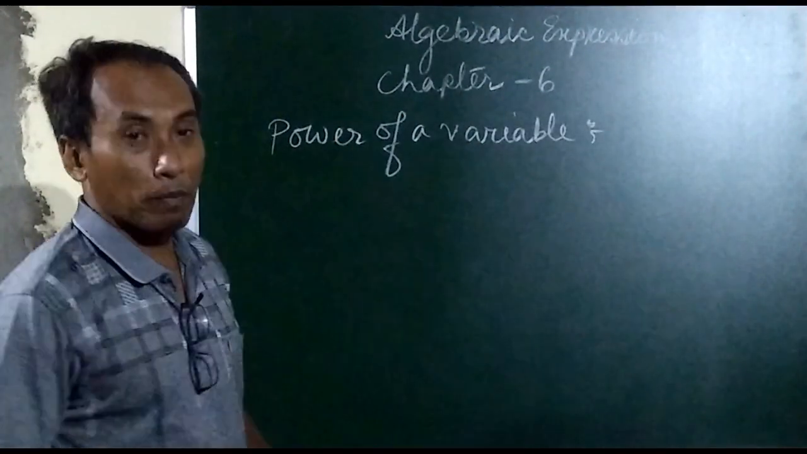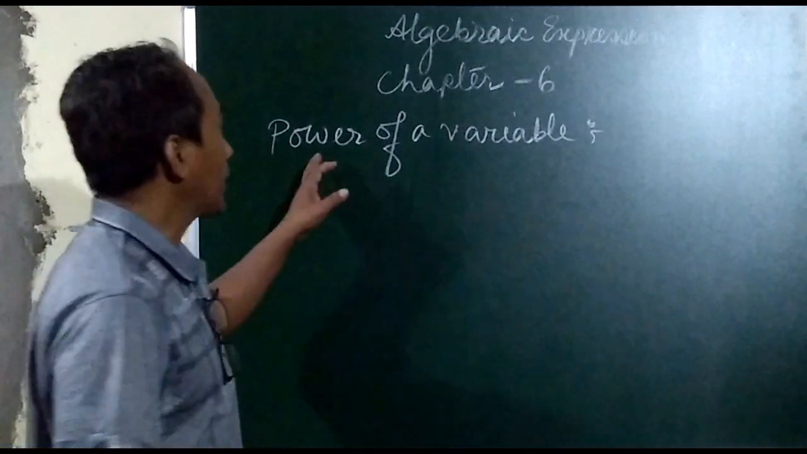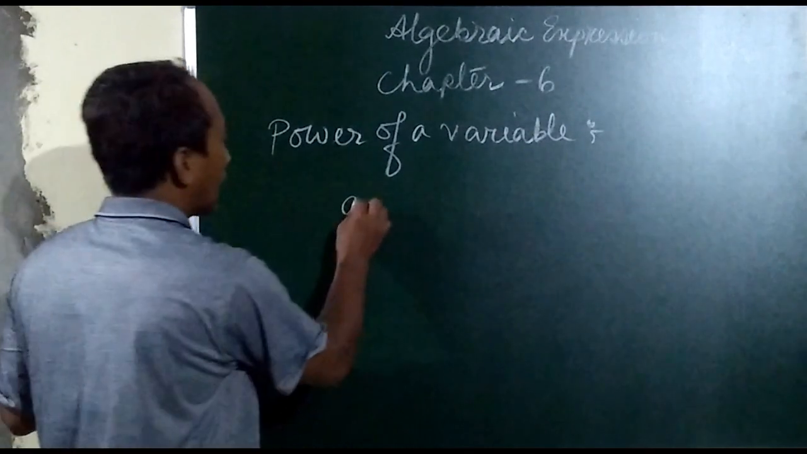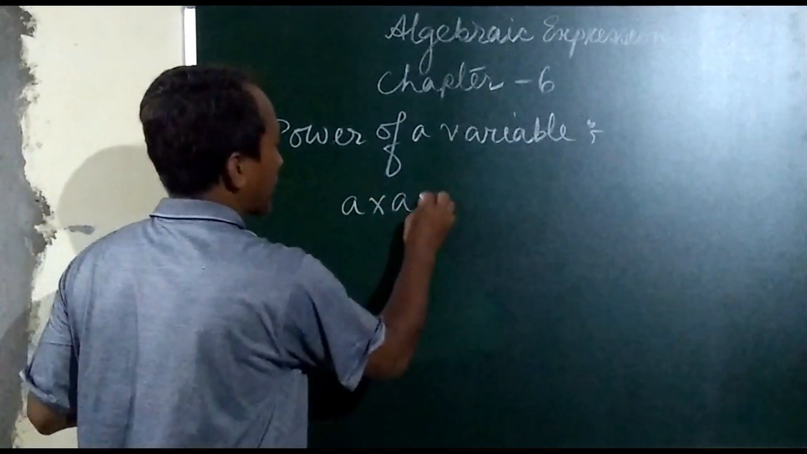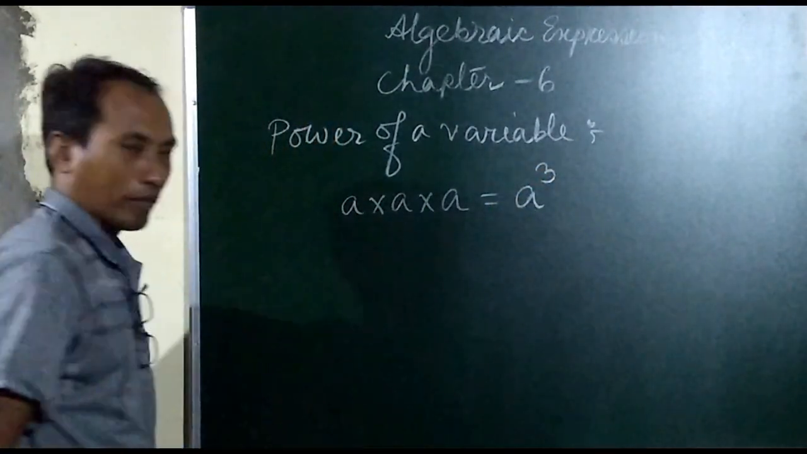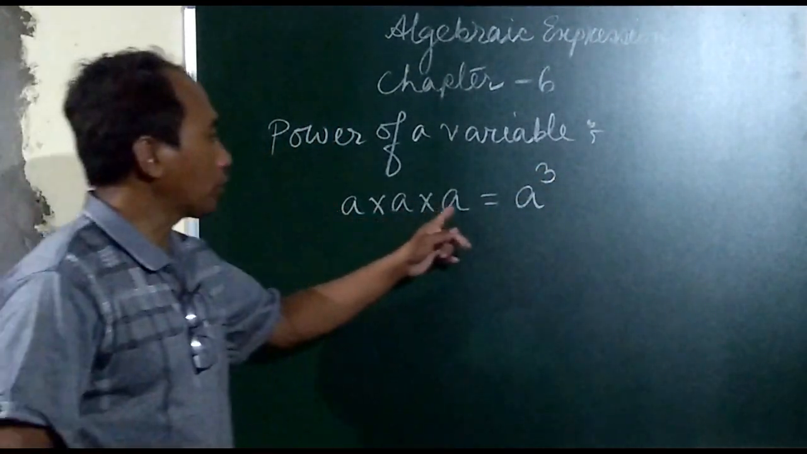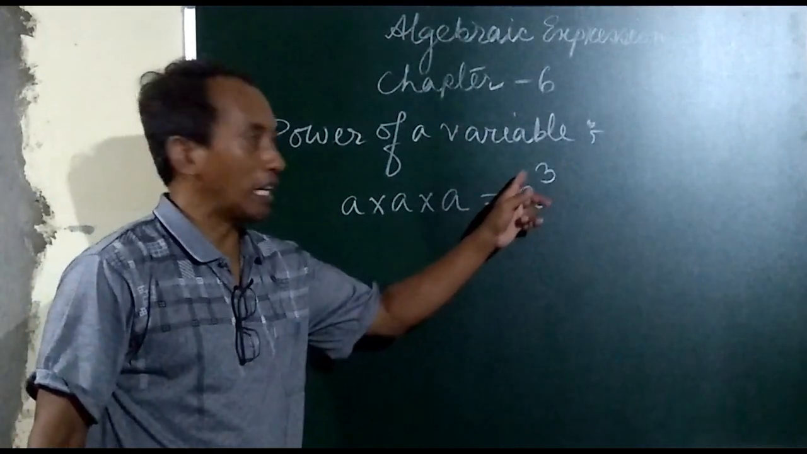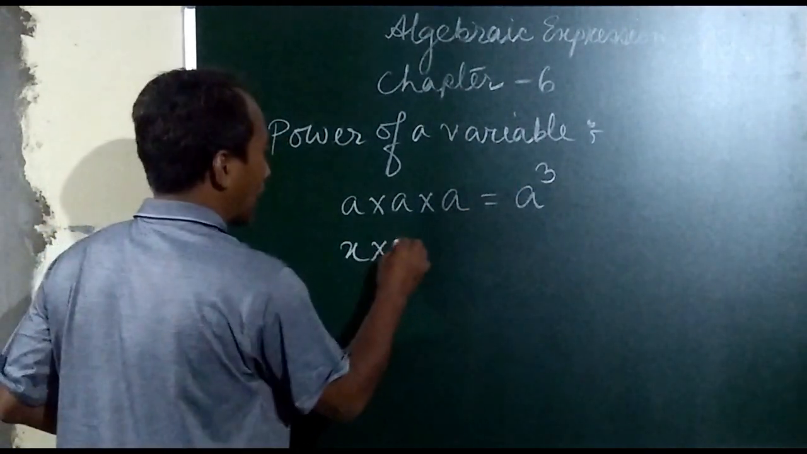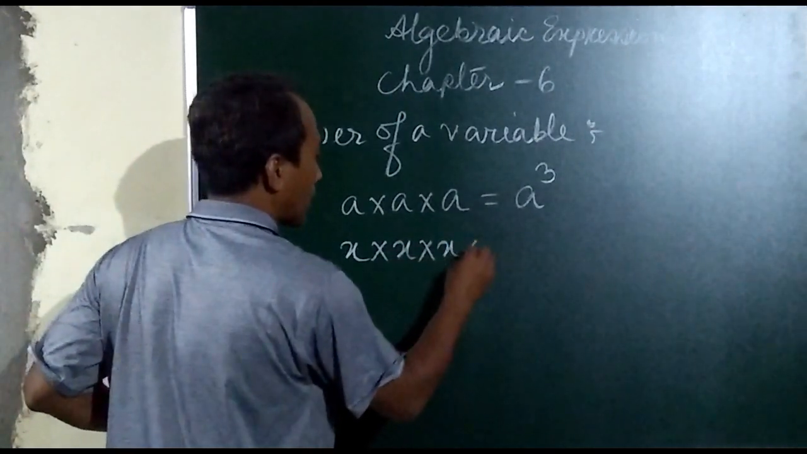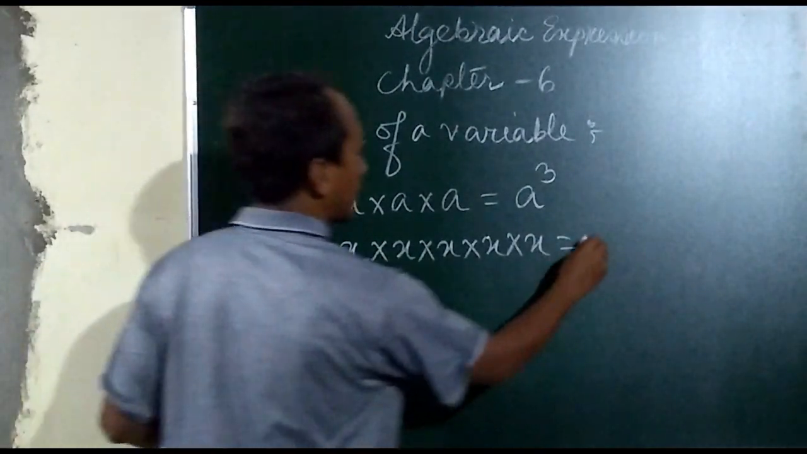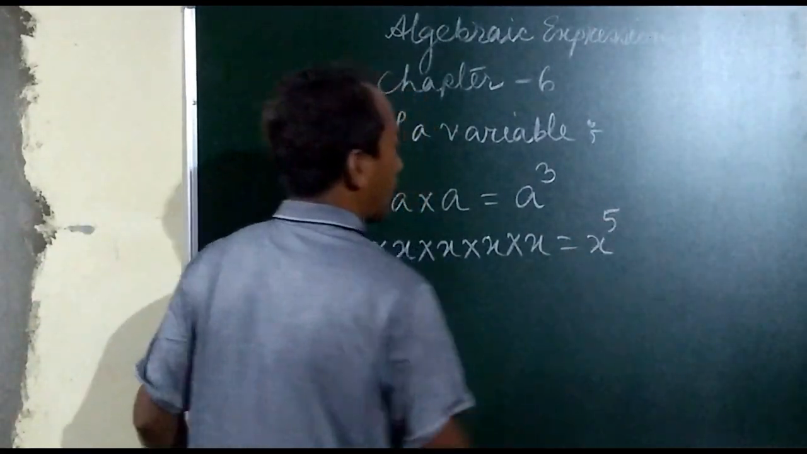Now we are going to study the power of a variable. What is the power of a variable? Say a is multiplied 3 times. We express it as a to the power 3. A is multiplied 3 times. We express it as a cube or a to the power 3. If x is multiplied 5 times, then we call it as x to the power 5.